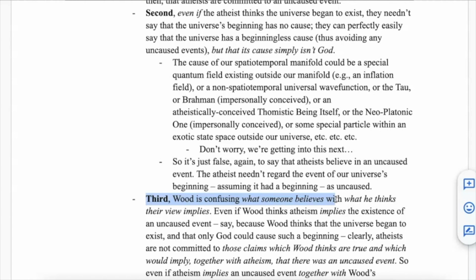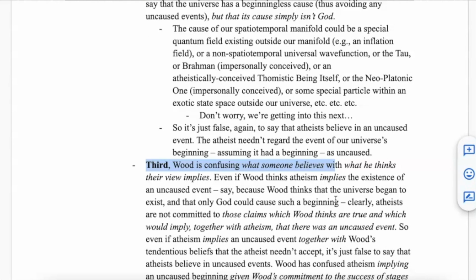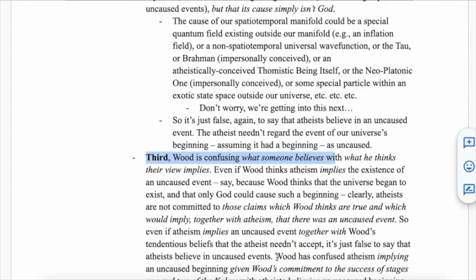Even if Wood thinks atheism implies the existence of an uncaused event, say because Wood thinks that the universe began to exist, and that somehow only God could cause such a beginning, clearly, atheists are not committed to those claims which Wood thinks are true, and which would imply, together with atheism, that there was an uncaused event. Even if atheism implies an uncaused event together with Wood's tendentious beliefs that the atheist need not accept, it's just false to say that atheists believe in uncaused events.